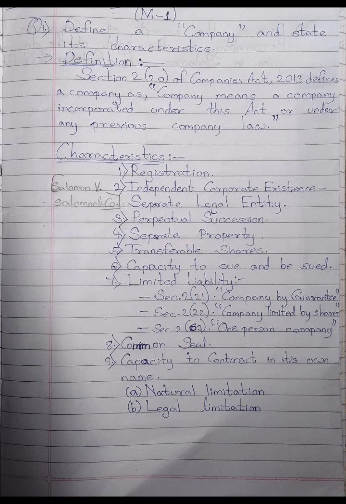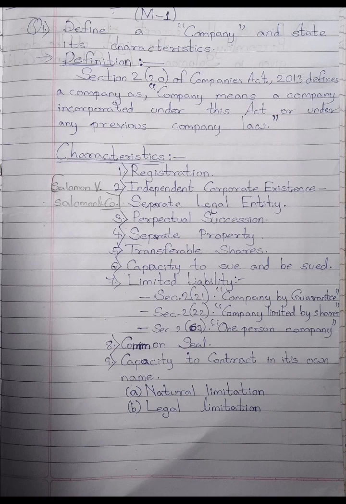So start with question number 1. Define a company and state its characteristics. Definition: according to Section 2, Subsection 20 of the Companies Act 2013, company means a company incorporated under this Act or under any previous company law. Okay, definition you must write like this only, word to word clear.